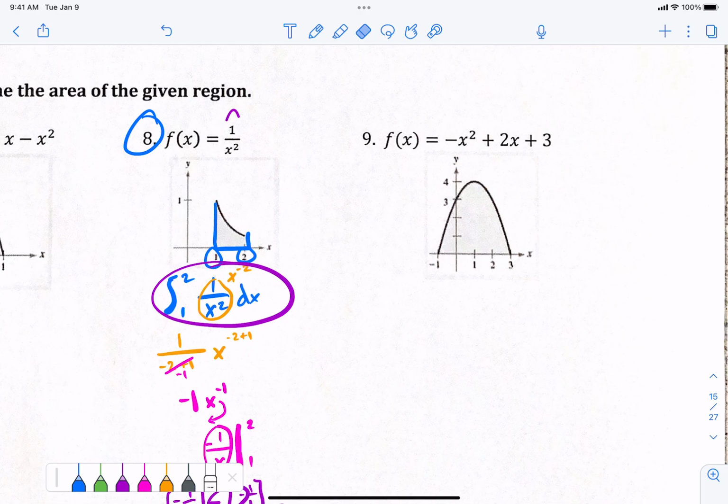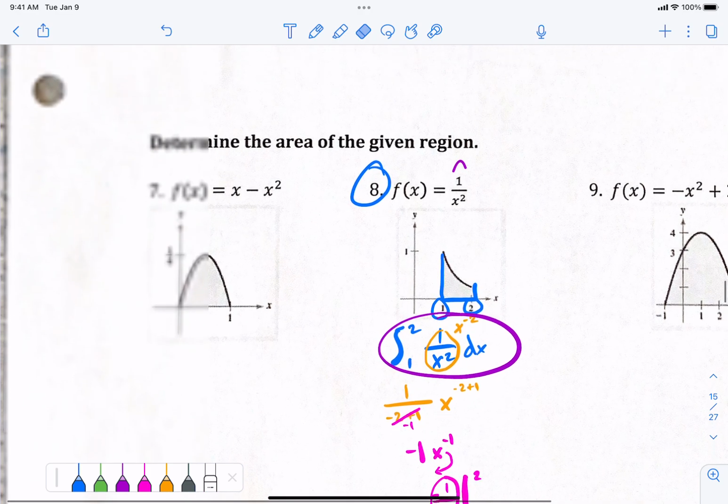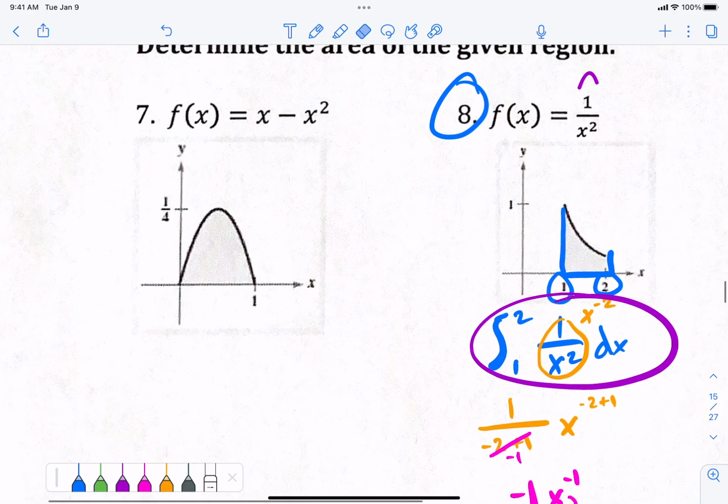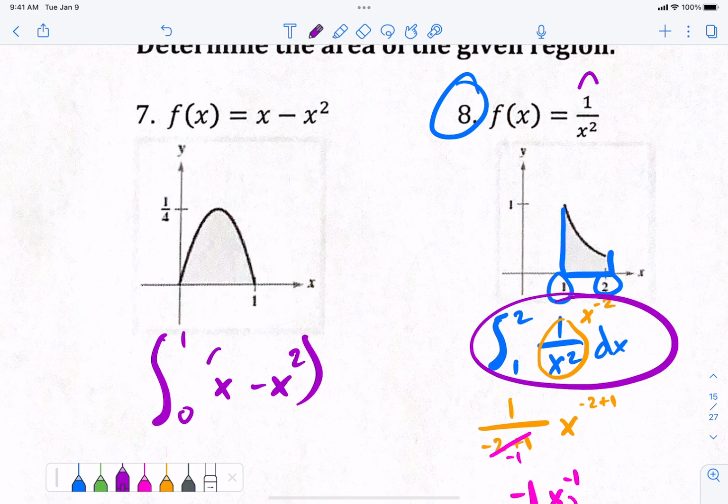Can you do number 7 either by yourself or with us? Sure, let's look at it. Let's write out what the integral looks like first. Going from 0 to 1, x minus x squared dx. That's the integral, that's what it looks like when I write it out.